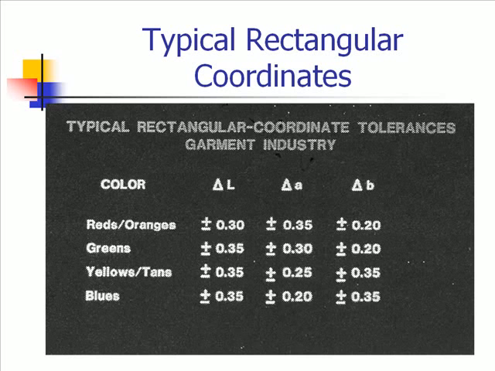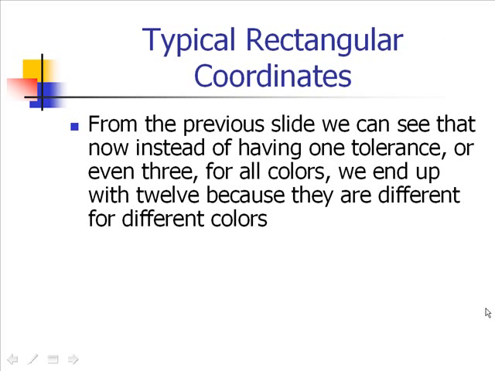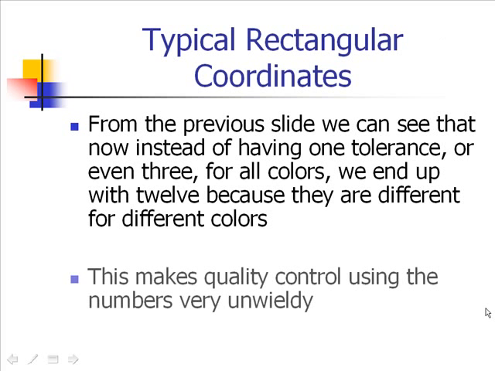What do you think the quality control department would have to say about that? No way in hell we're doing that. That's way too complicated. We're going to get everybody all confused and we'll screw everything up. Instead of having one tolerance, now we're up to 12. This makes quality control using these numbers very unwieldy, fraught with possibilities for error. There's just too many numbers there to deal with.